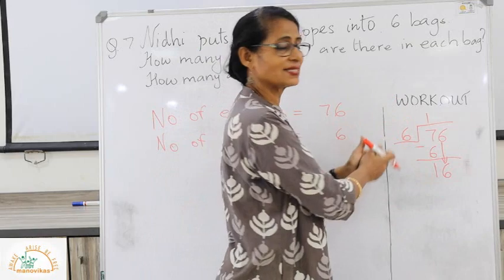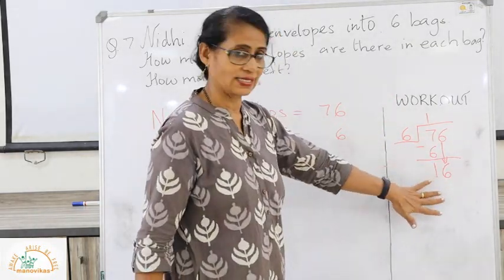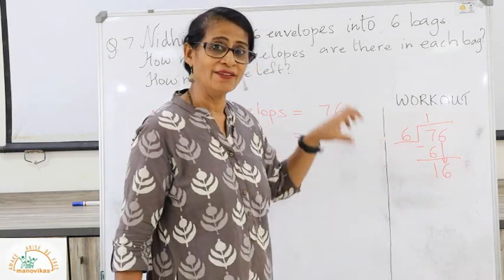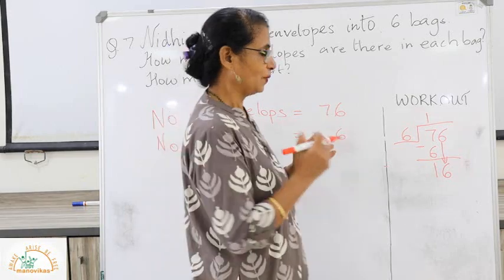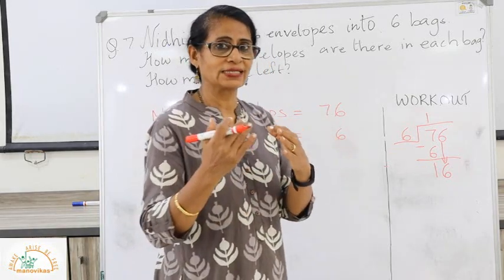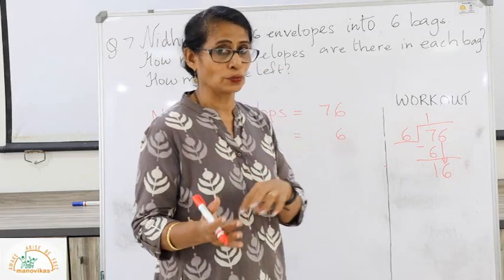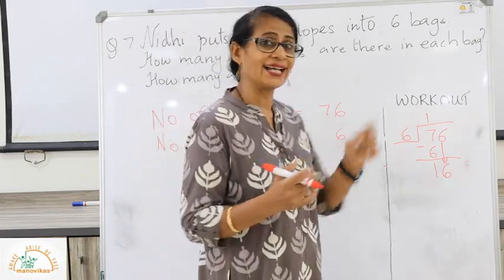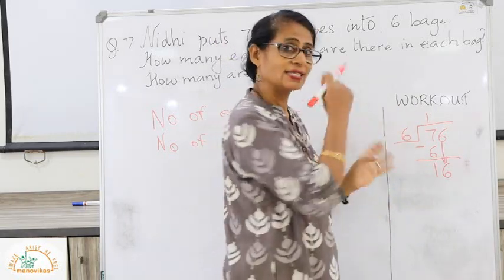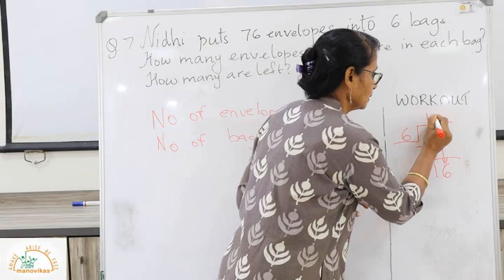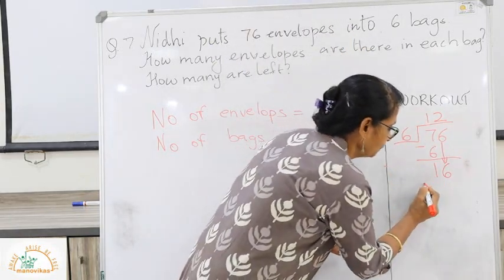But in 6 times table, we don't have a number 16. But we have a number which is very close to 16. So, which is that number? When we say a 6 times table, we know that 6 twos is 12 and 6 threes is 18. Can we write 18? No. So, we will write 6 twos are 12. So, we write 2 as a quotient there on top.